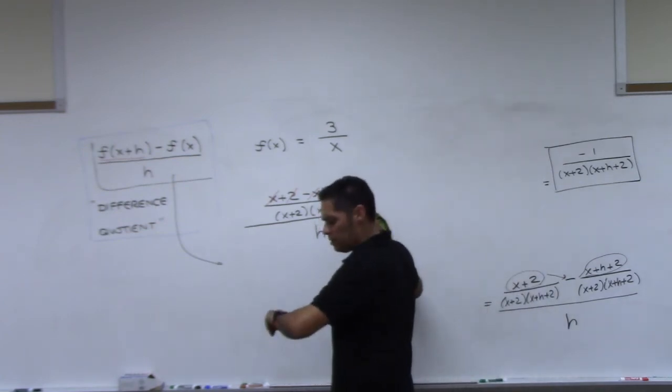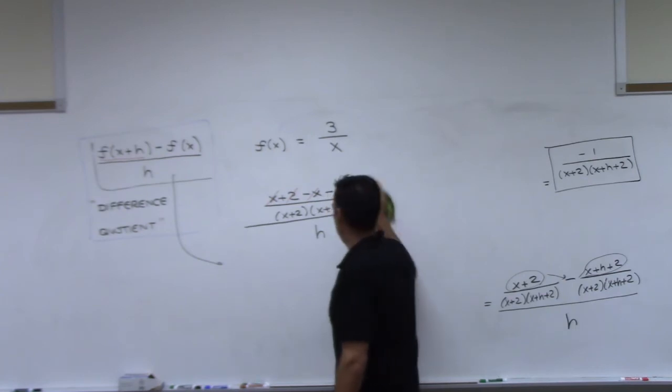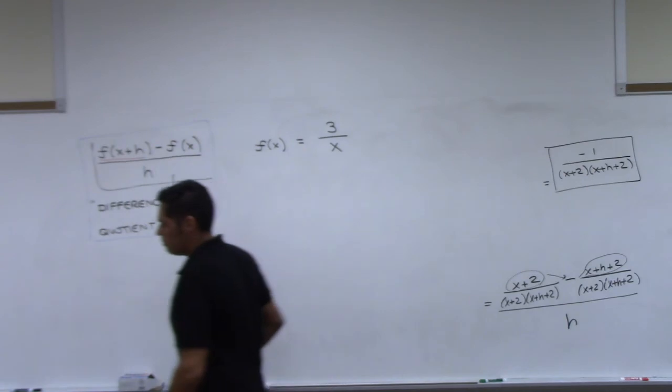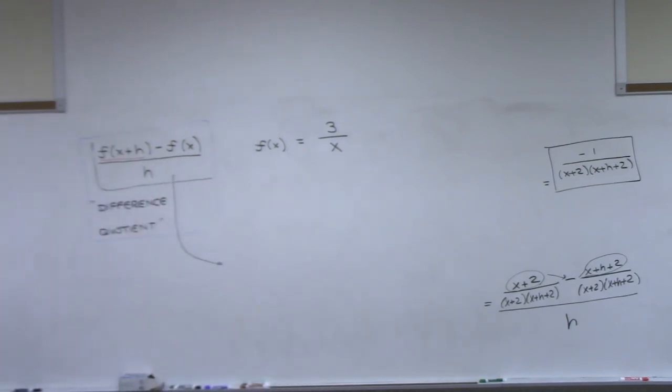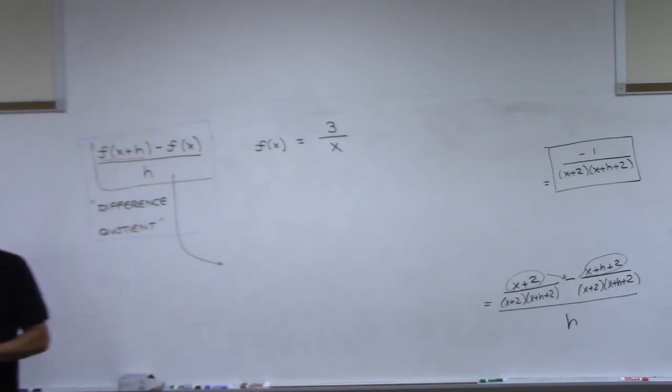Wait, what time did we go to? 45. Oh, we only have 5 minutes left? What happened? Wow. Okay, so I guess we're not talking about the limit today. See if you can get at least the beginning of the difference quotient set up on this one. Did the sign-in sheet go around to everyone? Where is that thing?